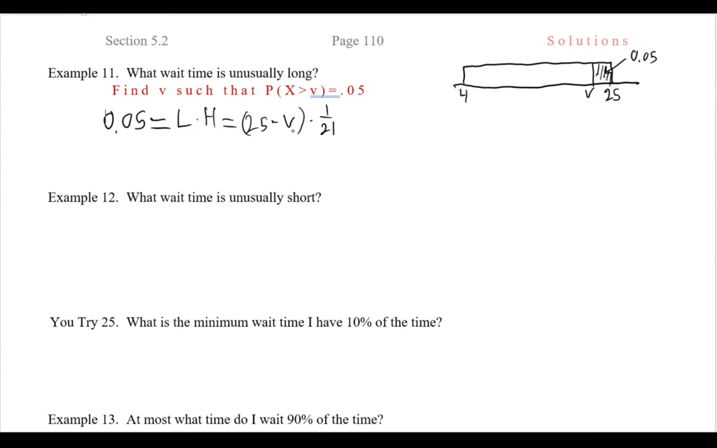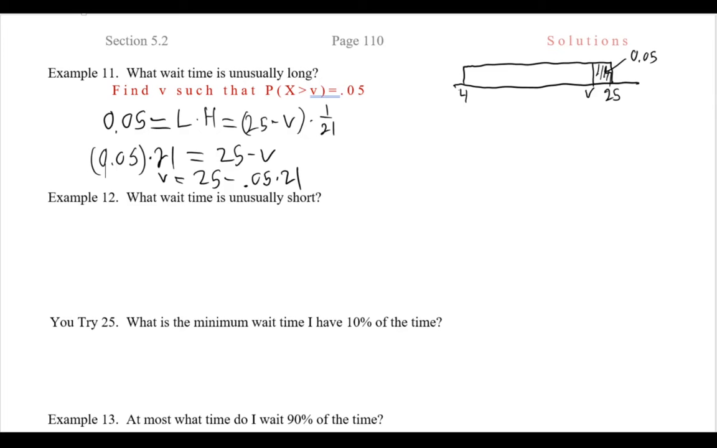So now we're going to try to solve this for v. I'll multiply both sides by 21, so 0.05 times 21 equals 25 minus v. Here I'll add v to both sides and then subtract this thing from both sides, and I'll get v equals 25 minus 0.05 times 21.